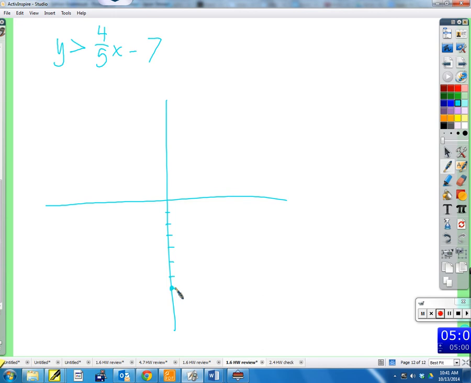Because what does this point do when I take that x and that y and I plug them in there? Makes both sides equal. I don't want them to be equal. I want them to be unequal. But it might be helpful to go ahead and graph this line so that we get a reference, a barrier, a fence, if you will, for the region that we're supposed to shade.